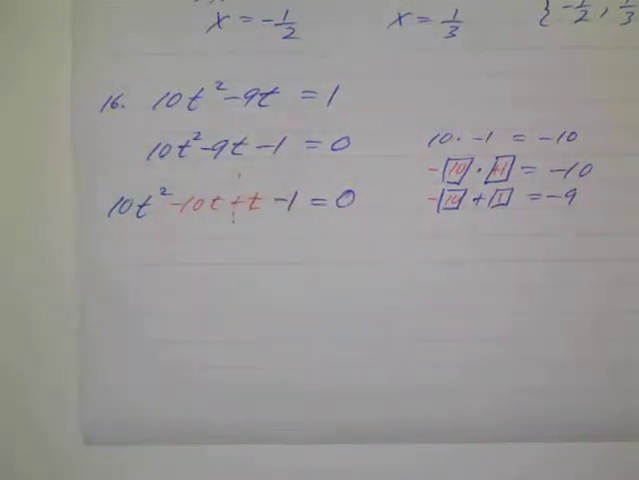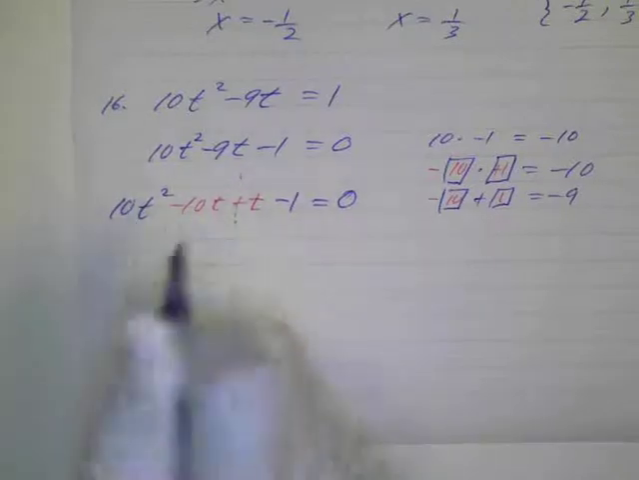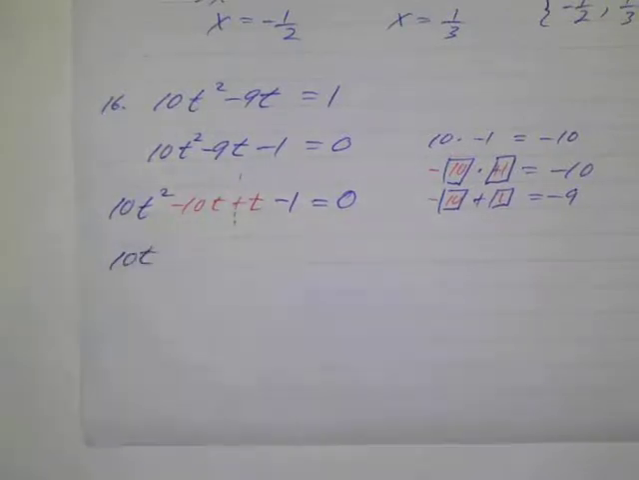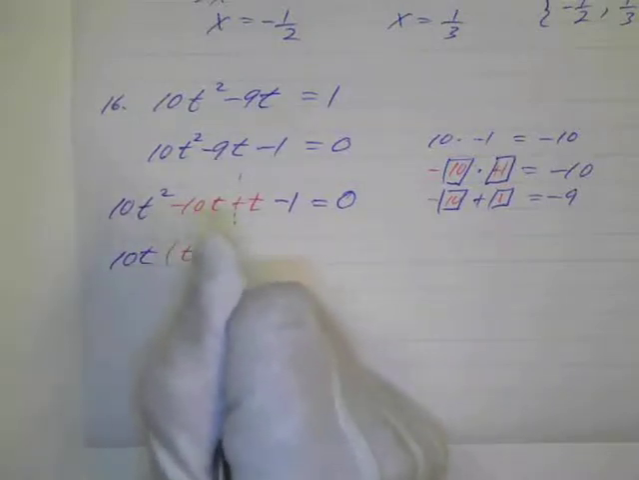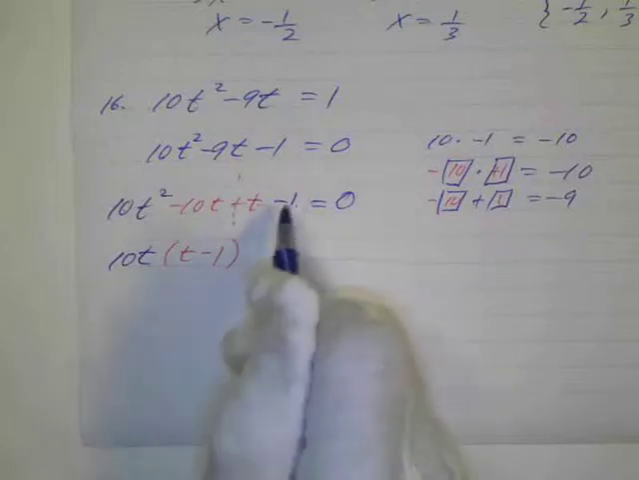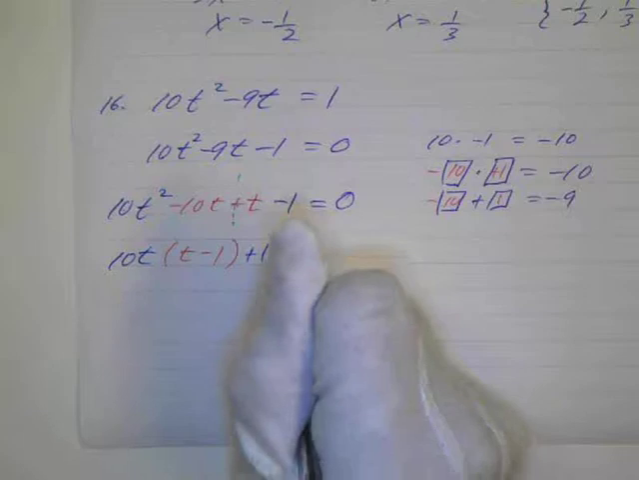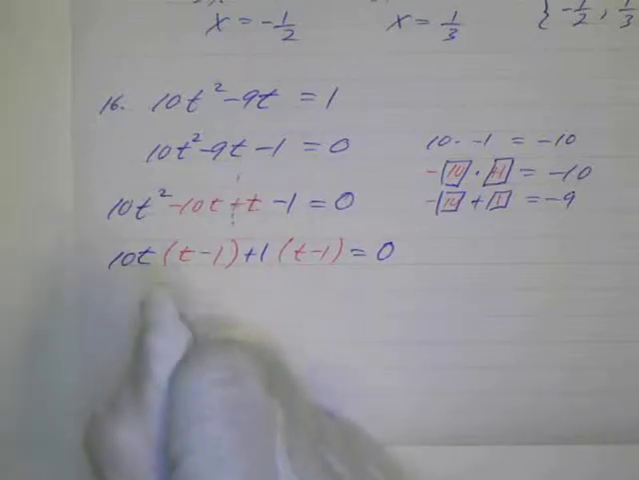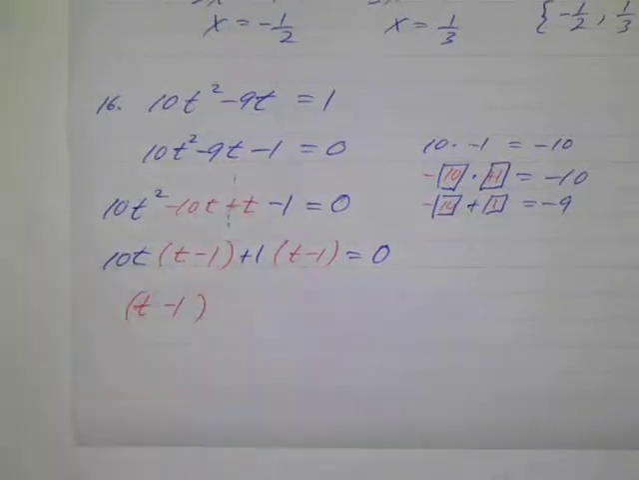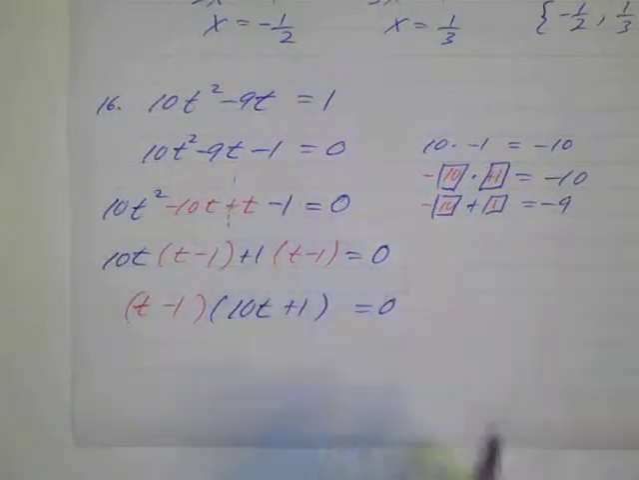And out of these two terms, what can I factor out? Looks like I can factor out a 10t. So I'll take out a 10t. And what's left is t minus 1. And out of these two terms, I'll take out just a 1. It's always this sign, positive 1. And what's left is t minus 1. And then out of these two terms, I can factor out a t minus 1. And what's left is 10t plus 1. And that equals 0.